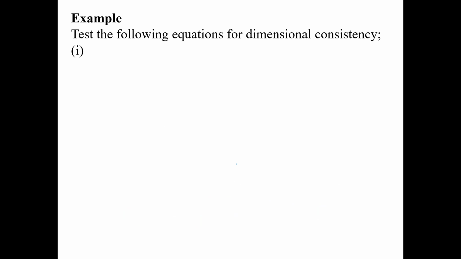Let's look at an example. So for example, in case we have v is equal to u plus at, check and verify whether this equation is dimensionally consistent, where the terms take their usual meaning. Now v is the final velocity, u is the initial velocity, a is the acceleration, and t is the time. So when you're doing this, we shall simply say that let's begin with the left-hand side.